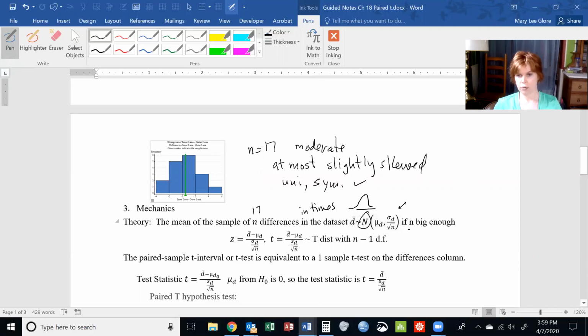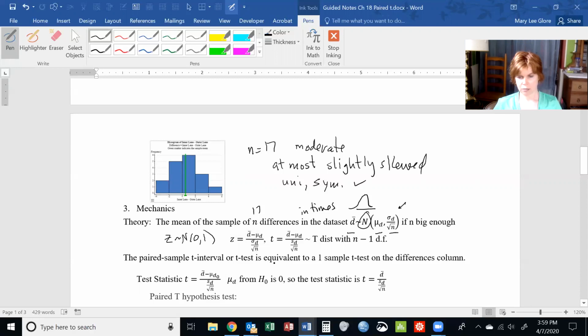So that's normal. When I have a normal distribution, I can get a z-score by taking this, subtracting its mean, and dividing by its standard deviation. So if I take d bar minus mu d over sigma d over the square root of n, I get a z, and that z is a standard normal, which means it's normal with mean 0 and standard deviation 1.